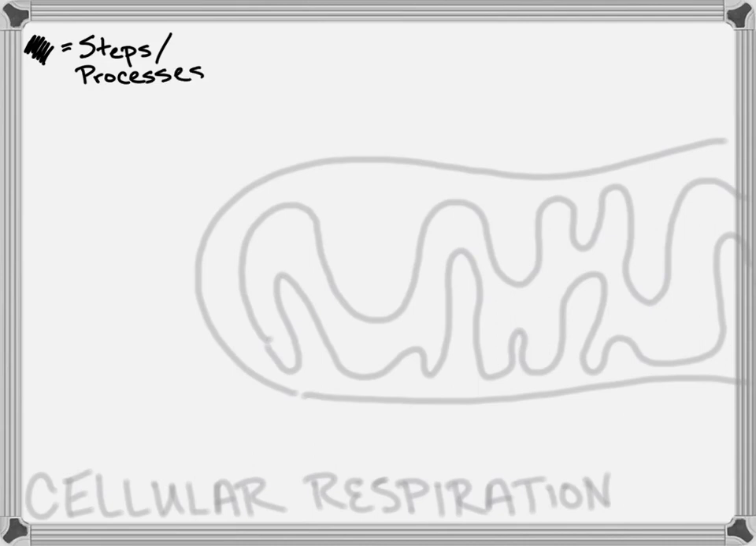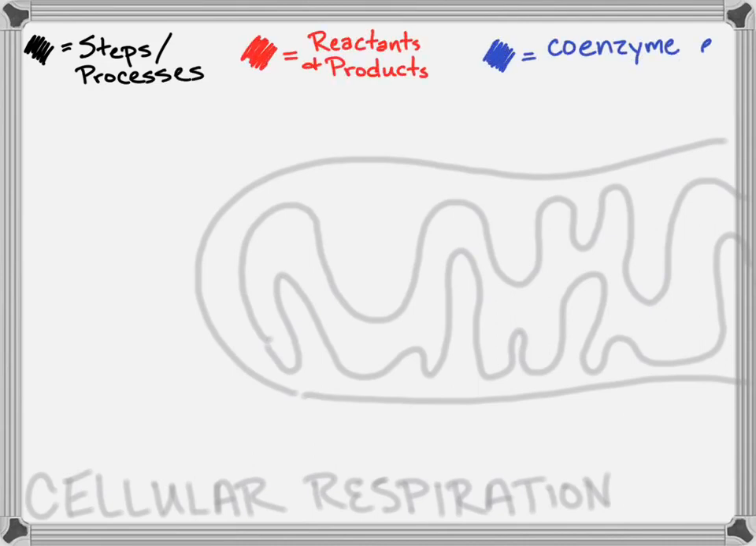First of all, the steps and processes are going to be in black. The reactants and products will be in red. And anytime we're talking about some energy carriers, so the coenzyme electron carriers or ATP, they will be in blue.